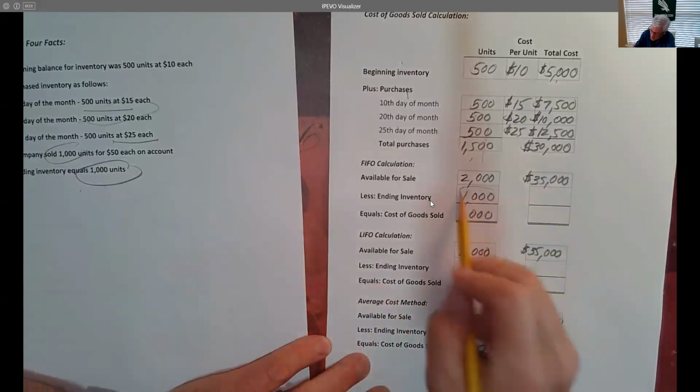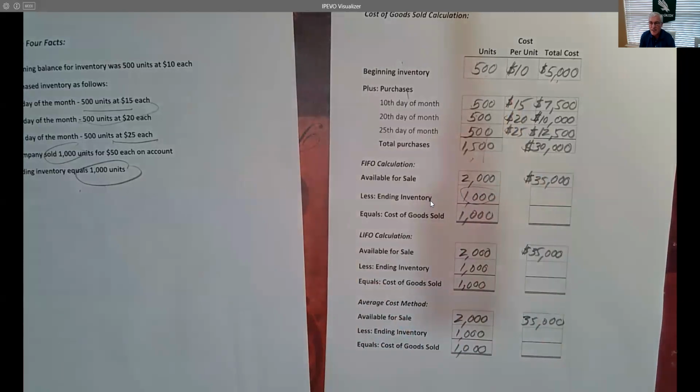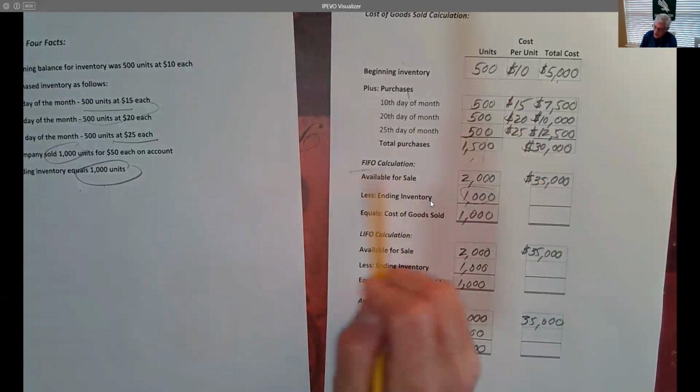The problem is these 1,000, which ones are they? Are they the $10 ones, the $15, 20 or 20? We don't know. We really honestly don't know. So we just use the assumption that our business uses. And so let's do FIFO first.